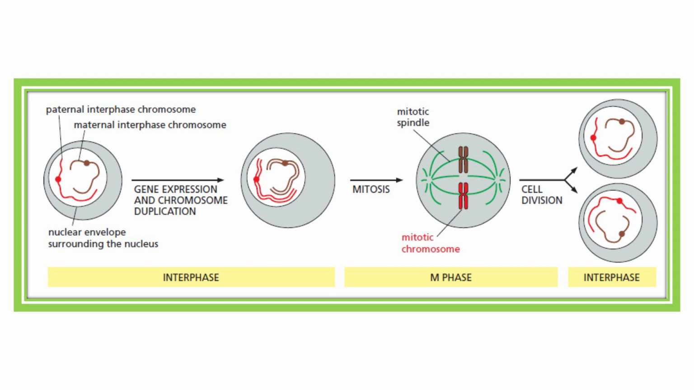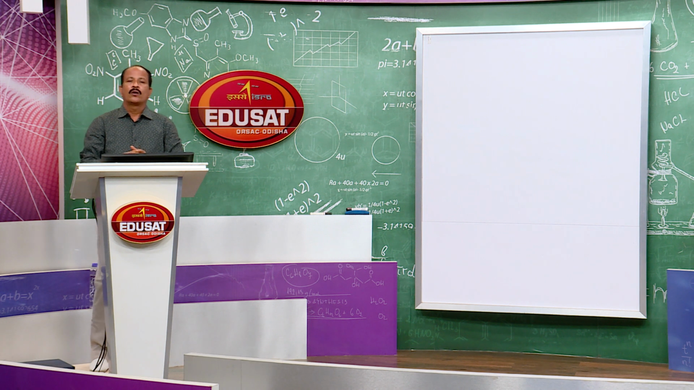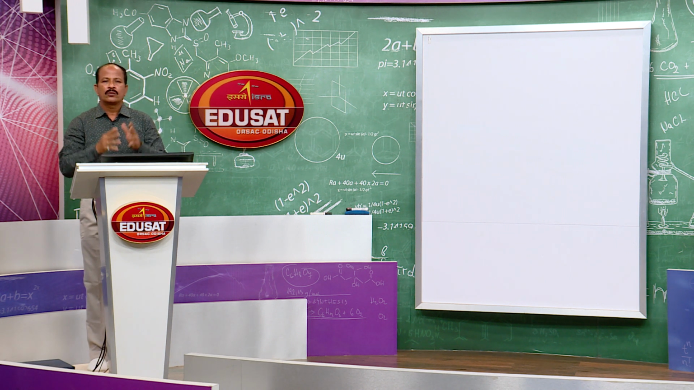In each chromosome, there was one DNA before S phase, but after S phase, each chromosome has two chromatids, two DNA molecules. The two DNA molecules in the form of two chromatids become distinct at the metaphase stage, and they are separated into two different poles. So, DNA replication is a must before a cell divides. Now, how does this replication take place?